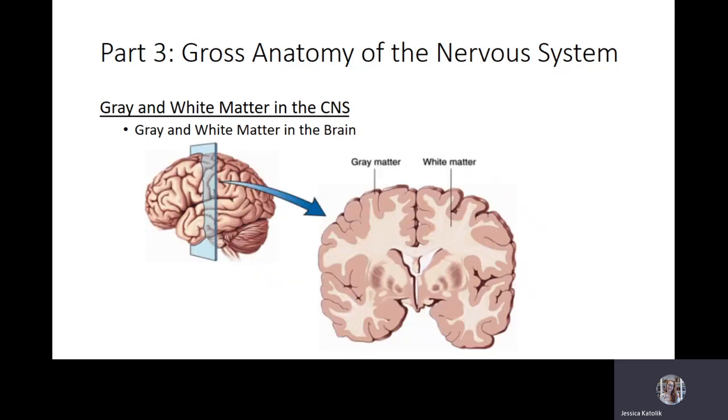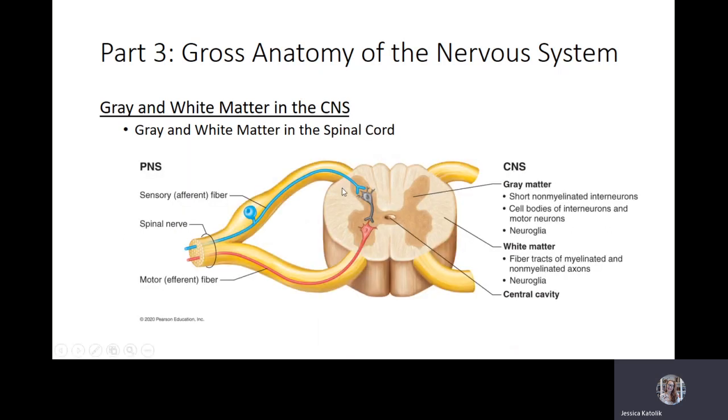So remember, for the brain, the white matter is on the inside and the gray matter is on the outside. This is actually flipped when we are looking at the spinal cord. The white matter is going to be on the outside and the gray matter will be on the inside. So the tracts, or the bundles of axons that are going up and down the spinal cord, will be going across the outside of the spinal cord.